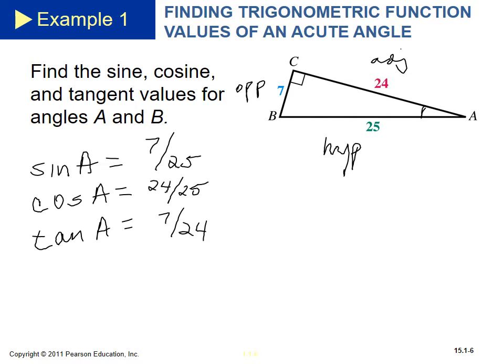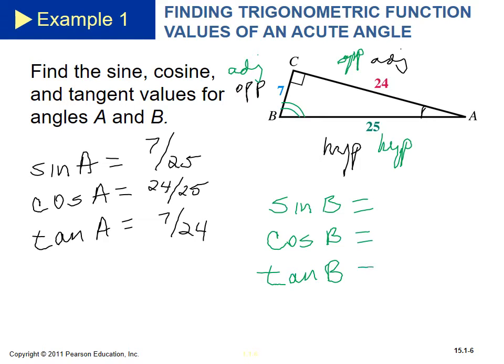Now let's do this in a little different color. We'll use green. So now for B, well, the opposite is the former adjacent, and the adjacent is the former opposite. And the hypotenuse remains the same because that doesn't change in a right triangle. It's always across from the right angle. So let's look at the sine of B, the cosine of B, and then the tangent of B.